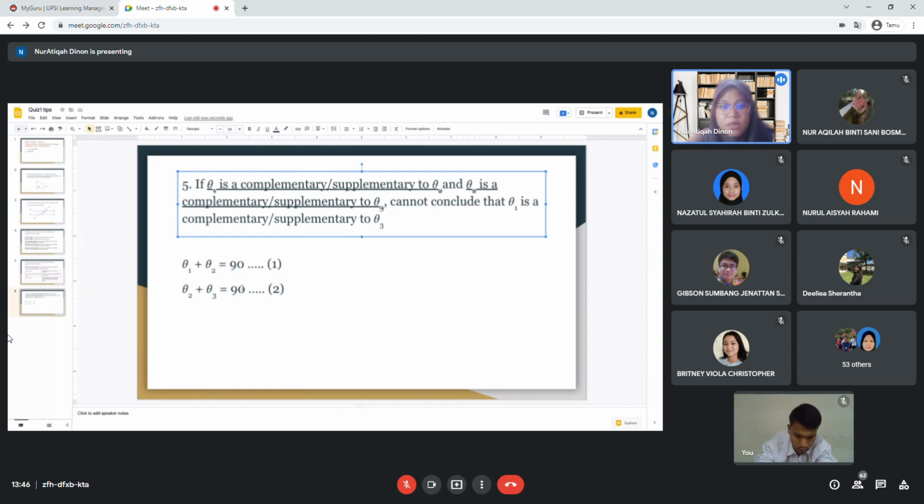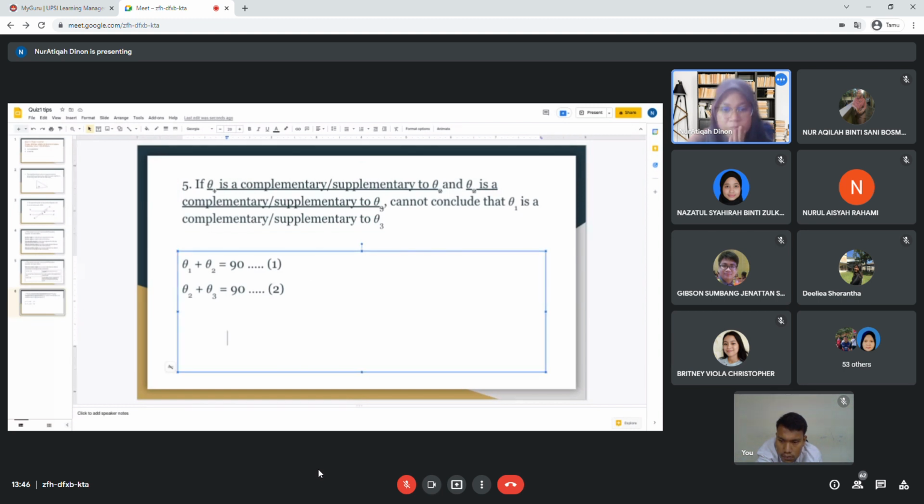And then the second statement will be theta 2 plus theta 3 equals to 90 degrees kalau soalan tu complementary. So when you are already given, you already write these two equations here, you boleh tahu kan macam mana nak make sure in the end you will get theta 1 complementary to theta 3 or supplementary to theta 3. You boleh buat kan.